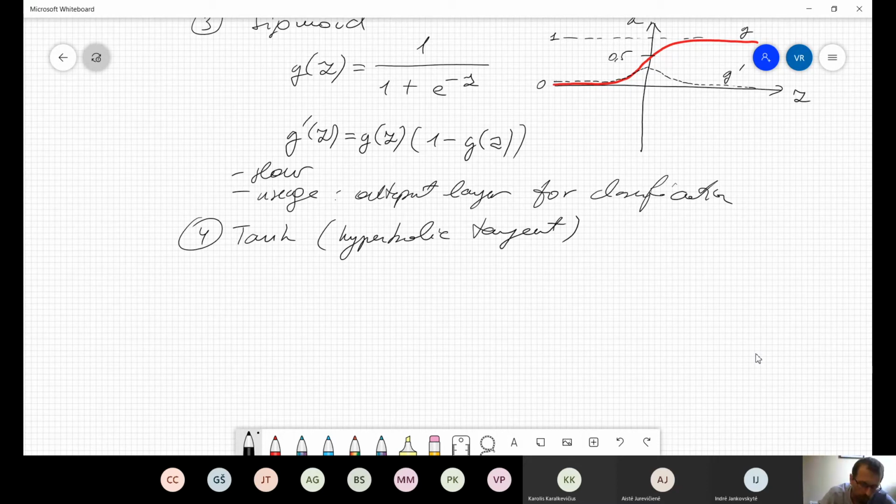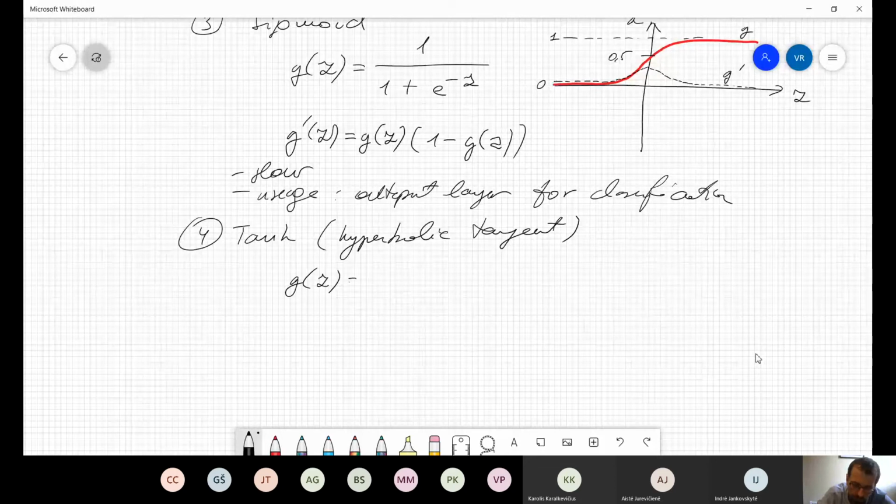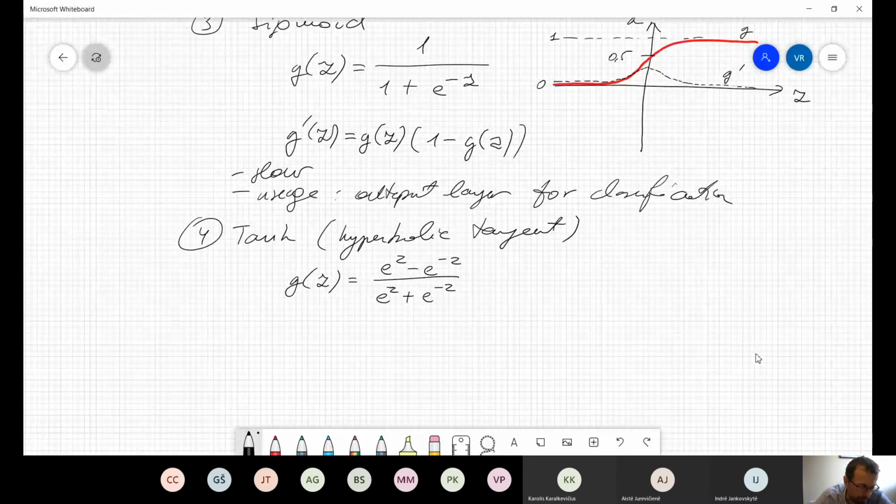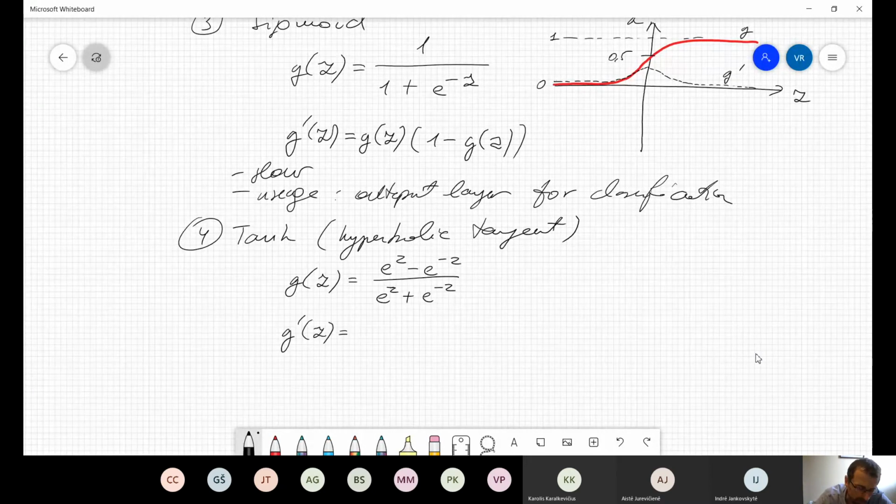Okay, this function has corrected some of the problems that came with the sigmoid. It is a little bit more complicated: g(z) = (e^z − e^−z) / (e^z + e^−z). And the derivative of this activation function is 1 − g(z)^2.